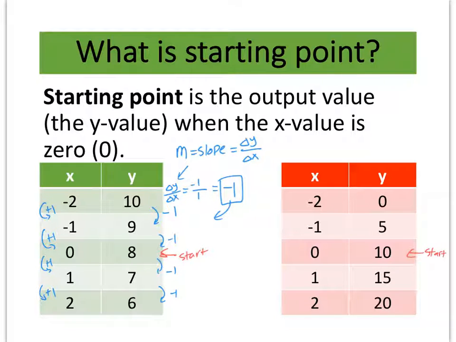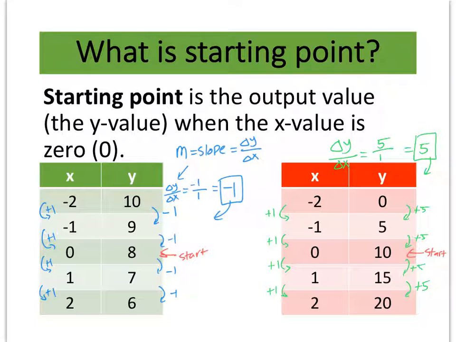If I were to repeat the process for this red function, I would need to first think about my change in y versus change in x. So I'm making sure that it's linear first before I do all this work. So +1, +1, +1, +1, and this goes up by 5, +5, +5, +5. So my change in y over change in x: my change in y is 5, my change in x is 1, 5 divided by 1, my slope is 5. So my slope is 5, and my starting point is 10, because it's where I started at 0.